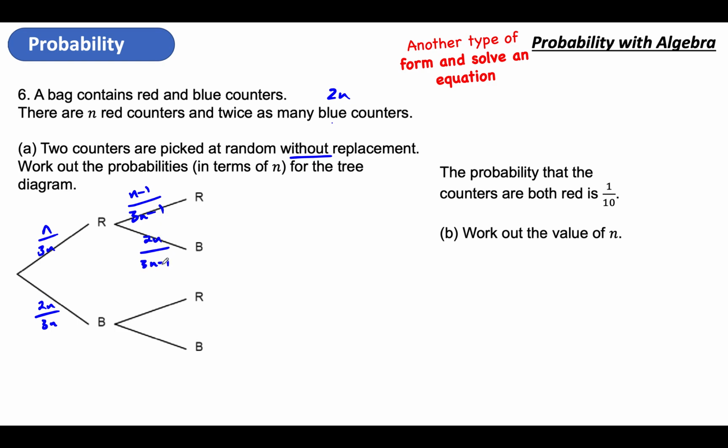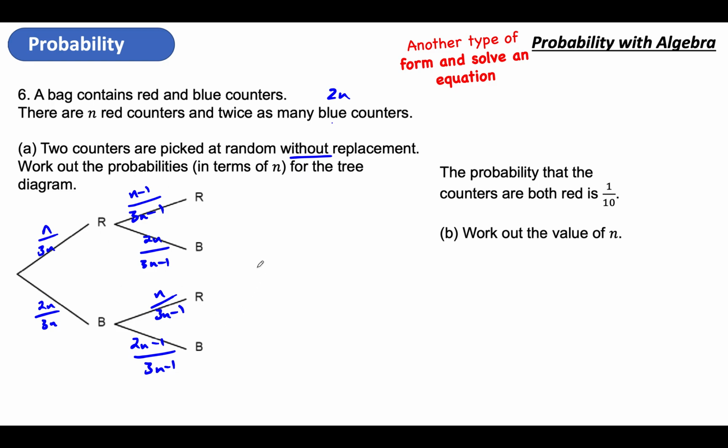There's just one less counter overall and one less red. Now, if I've gone this way, there will be one less blue, so 2n minus 1 out of the total, but one less, so 3n minus 1, sorry. But the probability of red on this set of branches, I've chosen a blue, so there's still n red ones, but the total is 3n minus 1 because there's one less.